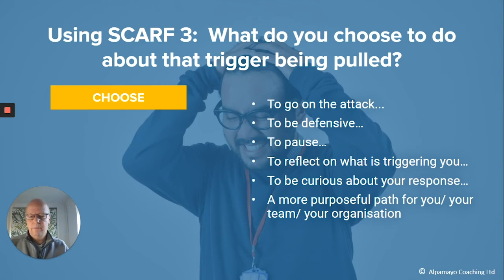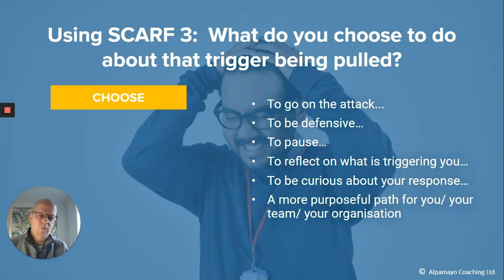Another choice might be to pause literally for a moment or two and to notice, analyze, get to the point where you can choose. You might be able to step away from the situation, looking back on it, and reflect on what it is that is triggering you, and use that learning in future interactions. And having noticed, analyzed, you can choose to be curious about your response.